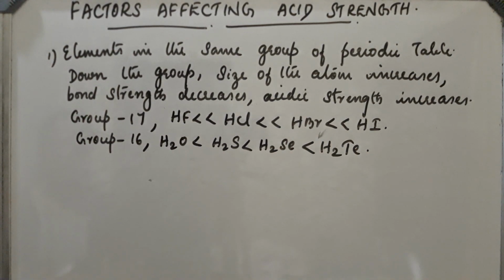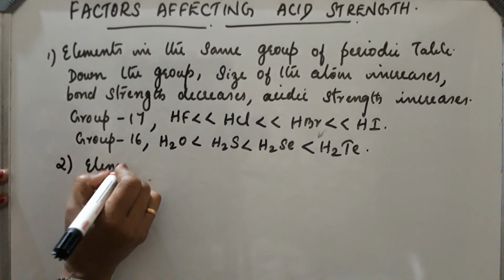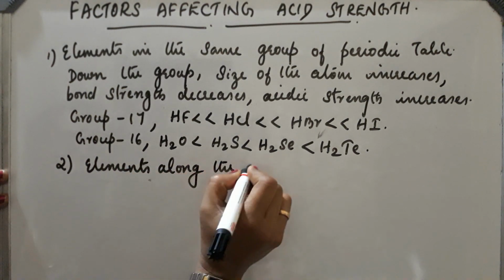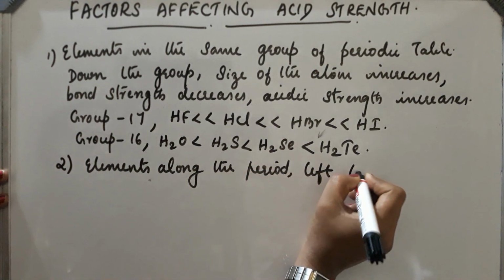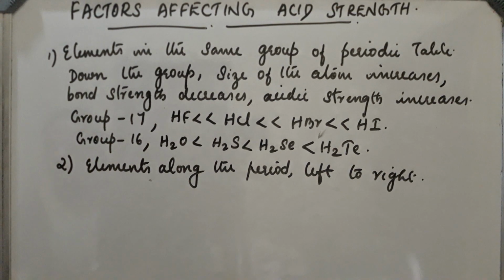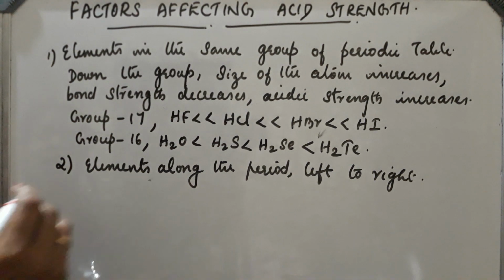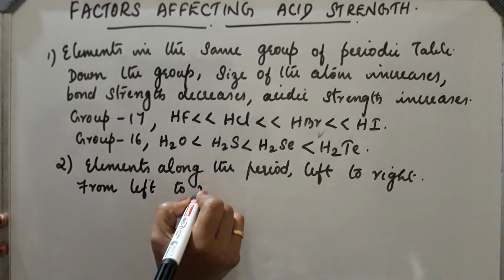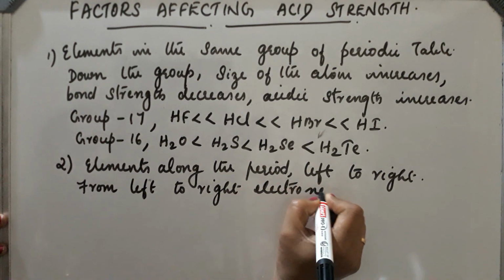Now, what happens in the case of elements along the period? That is from left to right. Here we have to consider the polarity. Polarity decides the acidic strength. So we know from left to right electronegativity increases.